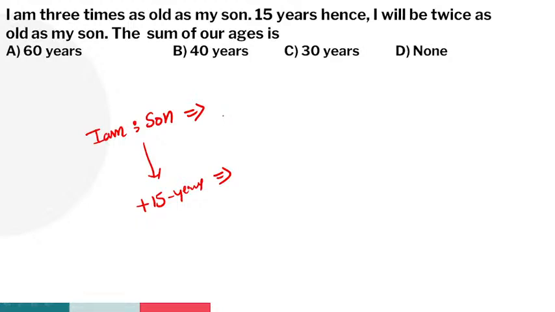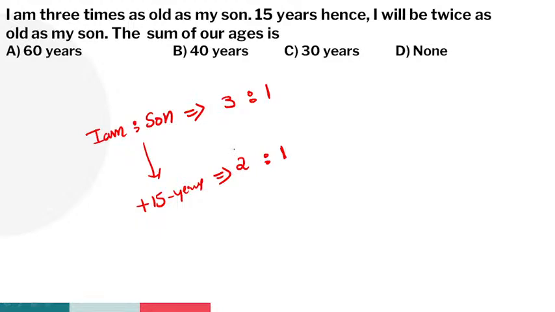First read the question properly. We'll get the answer. I am 3 times as old as my son. My son's age is, I don't know, let one. I am how many times? 3 times. 1 into 3, 3. 15 years hence, I will be twice. 15 years hence also, my son's age is, let one. I am how many times? 2 times. Twice means 2 times.